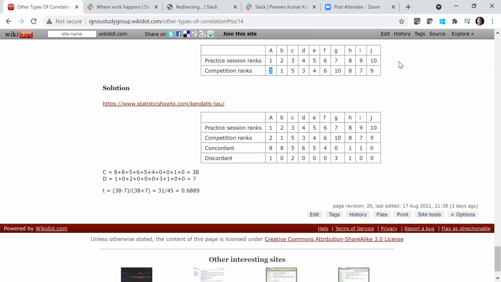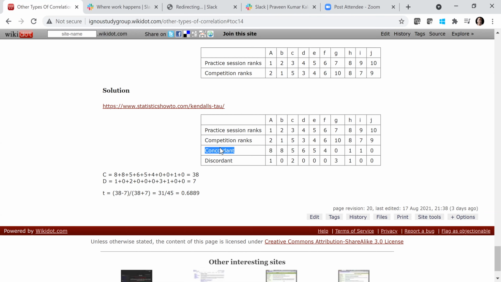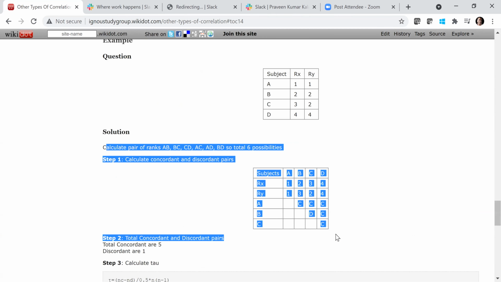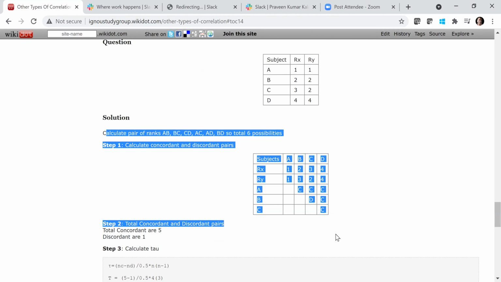What is step 2 here? Step 2 is again about finding out how many concordant pairs and how many discordant pairs there are. This is exactly doing whatever the earlier method is talking about, but it is simplifying the way that you calculate the concordance and the discordance. So how are you going to calculate the number of concordances?